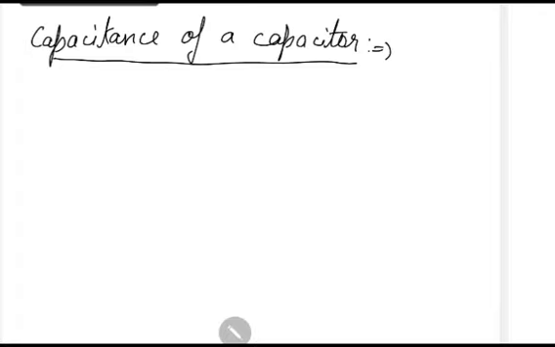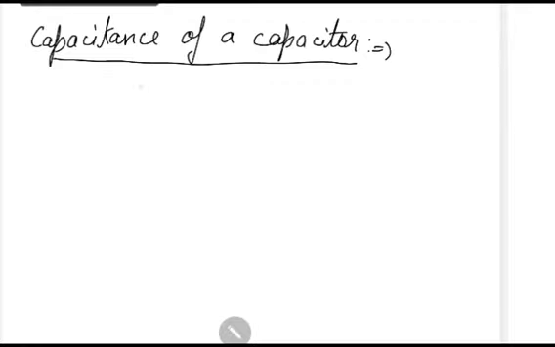Here I am presenting a topic based on a capacitor, and our topic is the capacitance of a capacitor, meaning how can we find out the value of capacitance of a capacitor. So let us start the topic now.